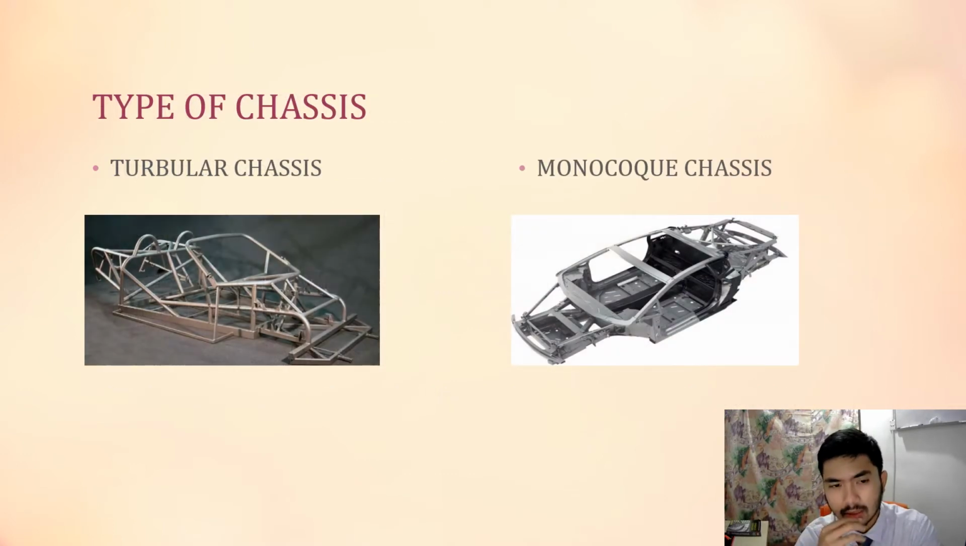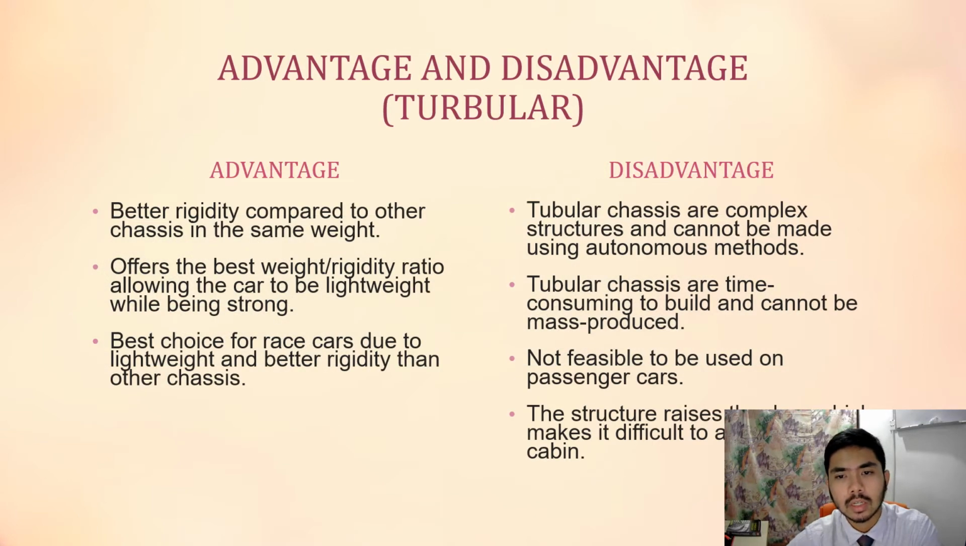So these are the types of chassis. First is the tubular chassis, which is commonly used for racing cars, and second is the monocoque chassis, which we usually see on the road. Most of the cars are using this chassis, such as Proton, Toyota, and many more. They also have advantages and disadvantages.